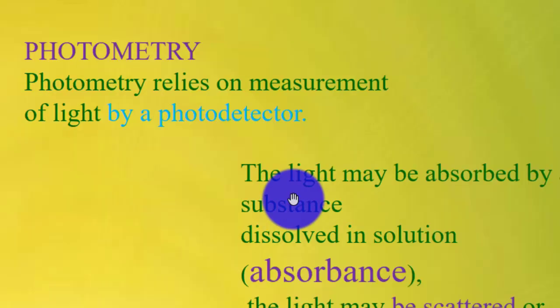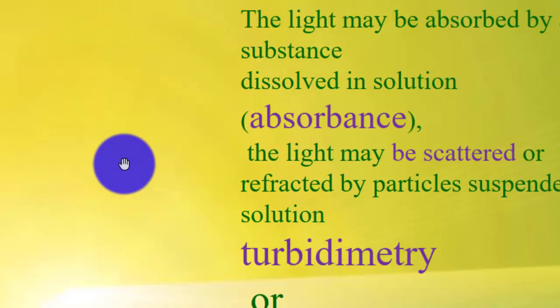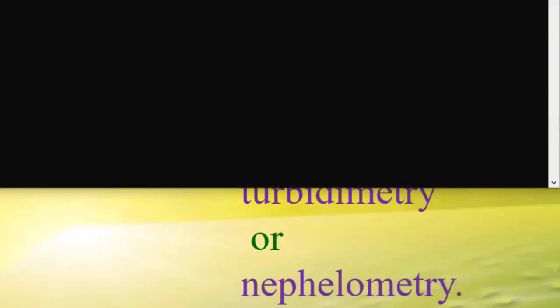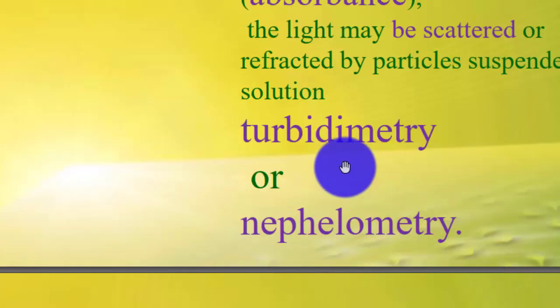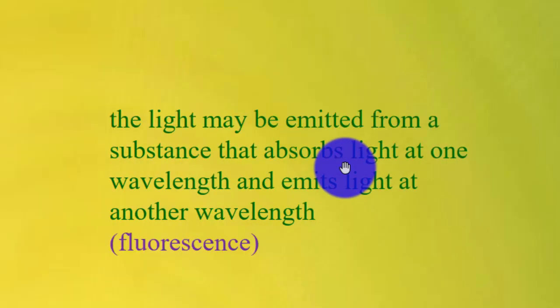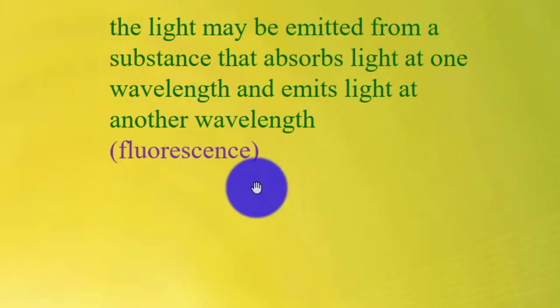Photometry. Photometry relies on measurement of light by a photodetector. The light may be absorbed by a substance dissolved in solution: absorbance. The light may be scattered or refracted by particles suspended in a solution: turbidimetry or nephelometry. The light may be emitted from substances that absorb light at one wavelength and emit light at another wavelength: fluorescence.